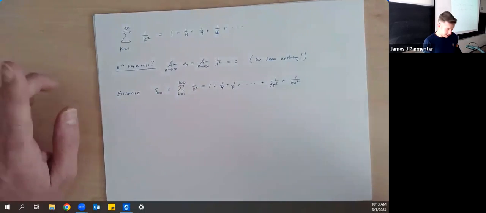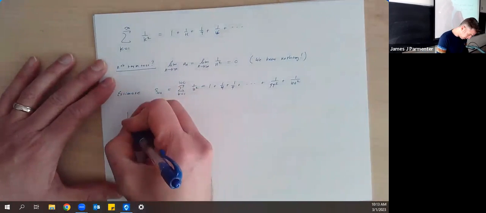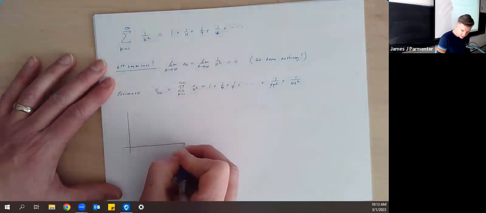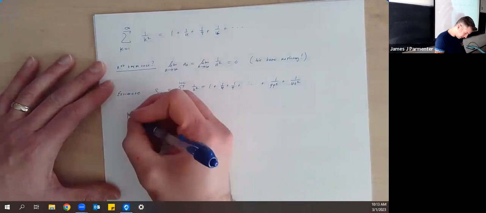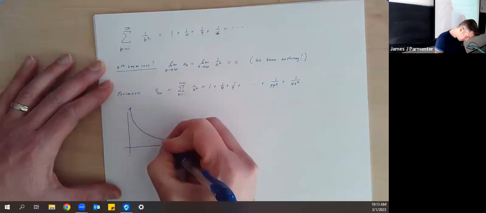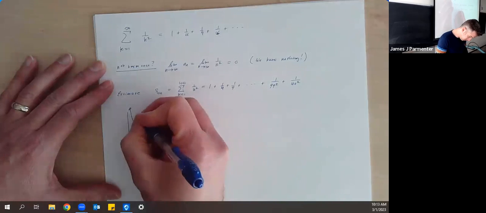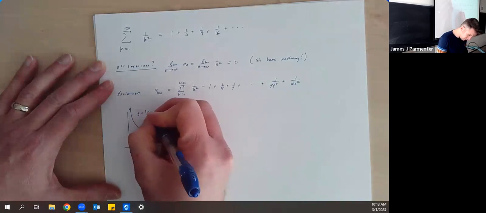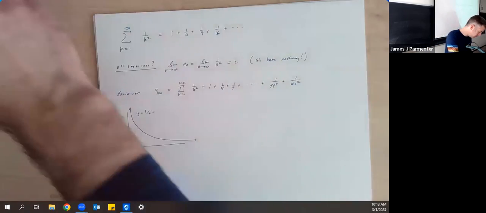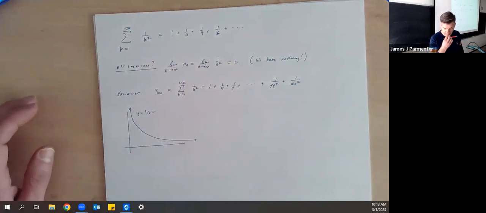So we're going to draw some stuff here. First, we're going to draw the function 1 over x squared. So here I've got y equal to 1 over x squared. Now check this out. What I'm going to do is draw some rectangles that have the same areas.